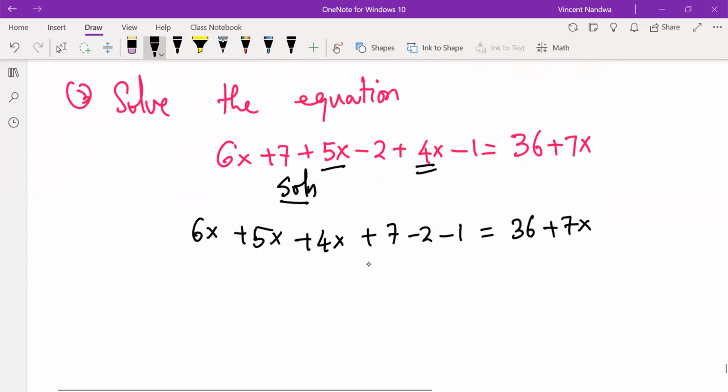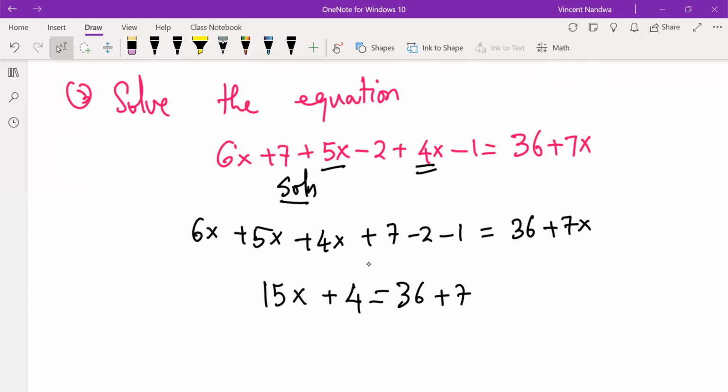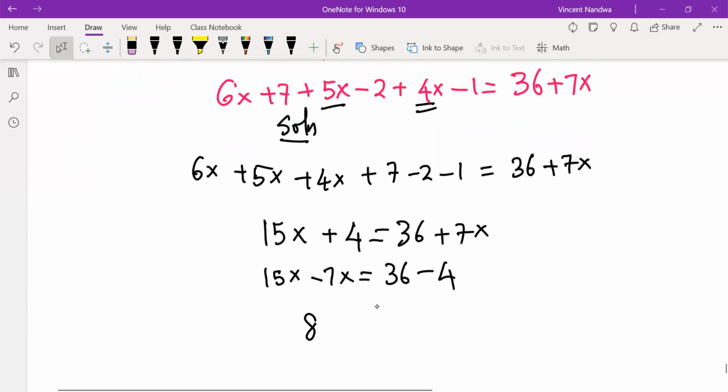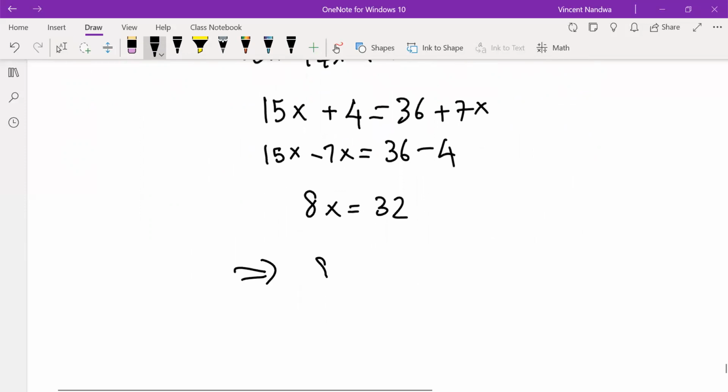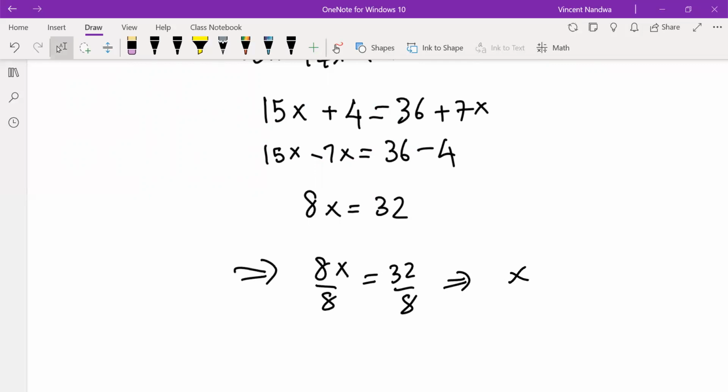6x plus 5x plus 4x will give us 15x, plus 7 minus 2 is positive 5, minus 1 is 4. So I have 15x minus 7x equals 36 minus 4. So 8x equals 32. And this means to get x, we divide through by 8. So x equals 4.